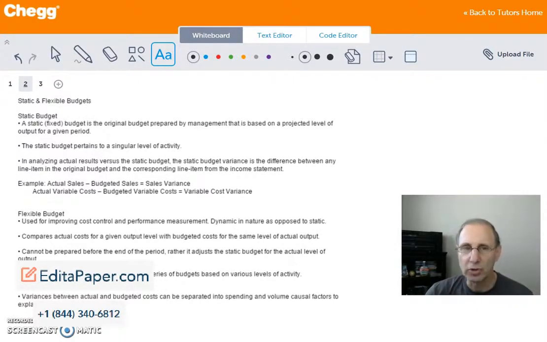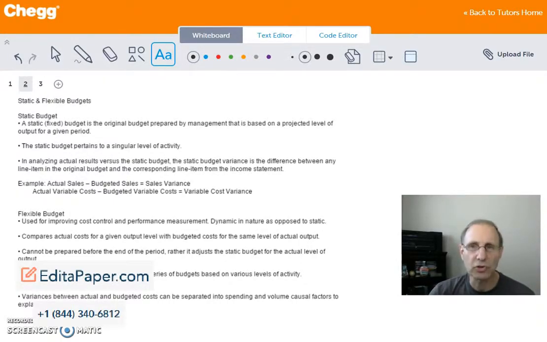And in analyzing results in a static budget, the variance is the difference between each line item in the original budget and the corresponding line items in the income statement. So for a sales variance, we would have actual sales minus the budgeted sales to give us our sales variance, either favorable or unfavorable. Similarly, for costs, we might look at the variable cost line item, taking actual variable costs minus the budgeted variable costs to give us the cost variance for variable expenses.